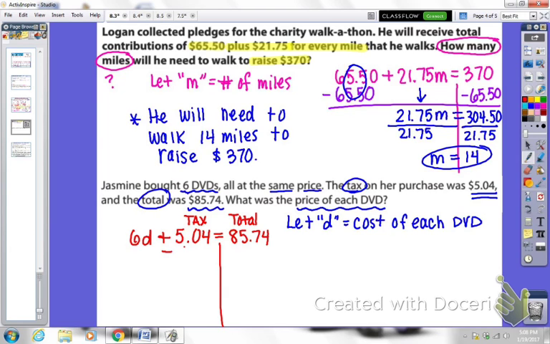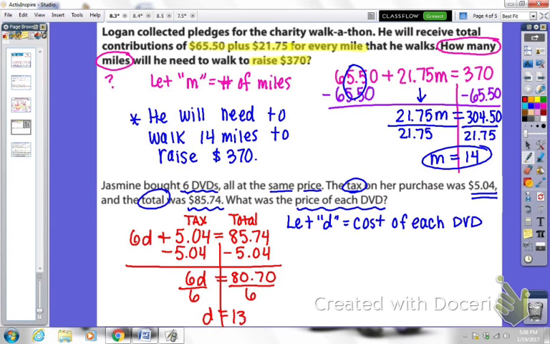So I'm going to subtract my tax from my total. And I get 6D is equal to $80.70. Divide both sides by 6, and you get D is $13.45. So that means each DVD costs $13.45.